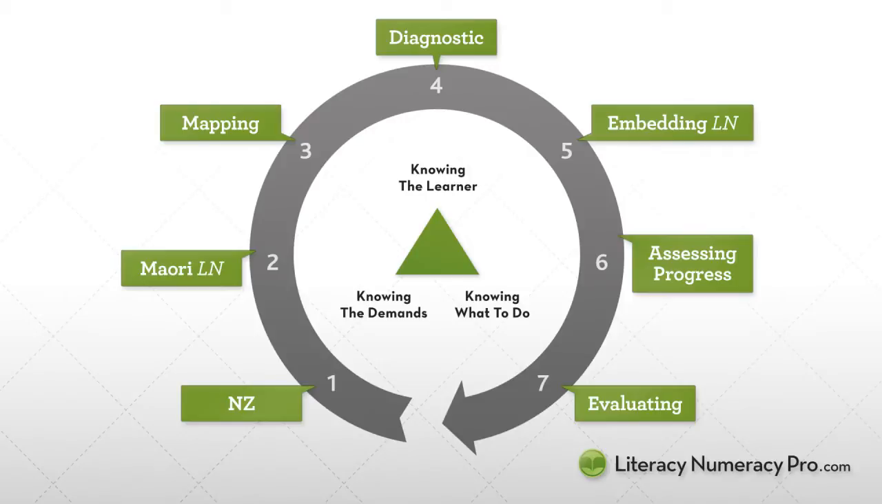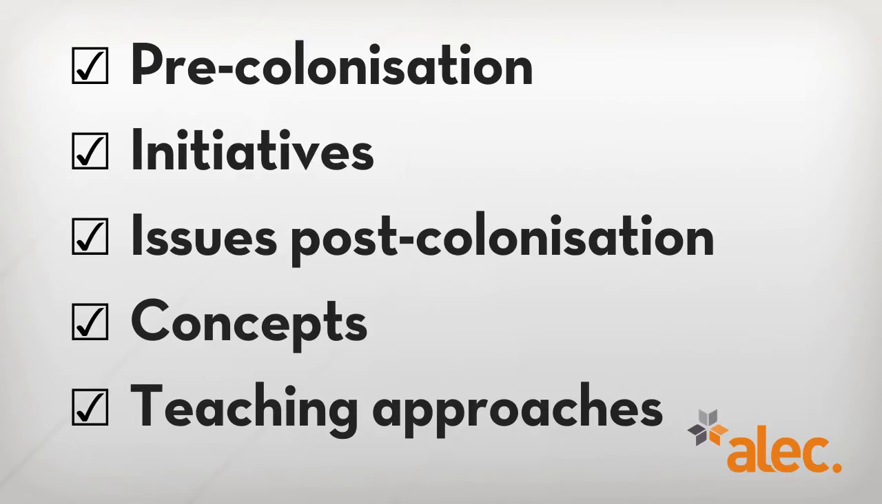You can see on the left hand side there in the green box, Maori literacy, it's about in the 9 o'clock position. Your task here is to assess what you know about relevant background, initiatives, concepts and teaching approaches as informed by a Maori worldview. You need to know at least 4 examples of Maori literacy and numeracy pre-colonisation, at least 2 Maori-based adult literacy and numeracy initiatives, at least 2 initiatives post-colonisation and their connection to literacy and numeracy, and I'll explain the difference between pre-colonisation and post-colonisation in simple terms shortly.